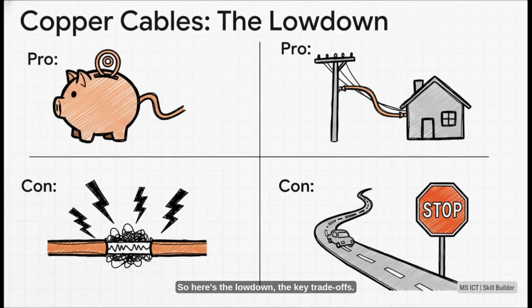So here's the lowdown, the key trade-offs. On the plus side, copper is cheap, and all the infrastructure is already out there, which makes installation way easier. But it's got weaknesses. Signals from other electrical sources can mess with it and cause interference. And, maybe most importantly, there's a hard limit on just how fast it can actually go.